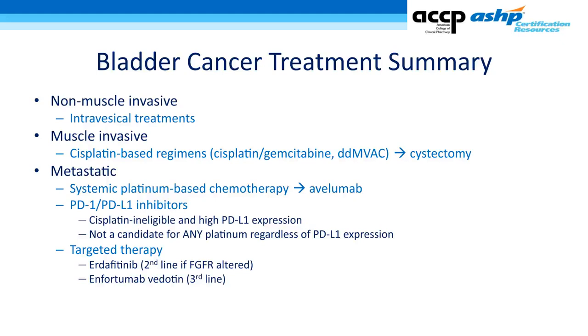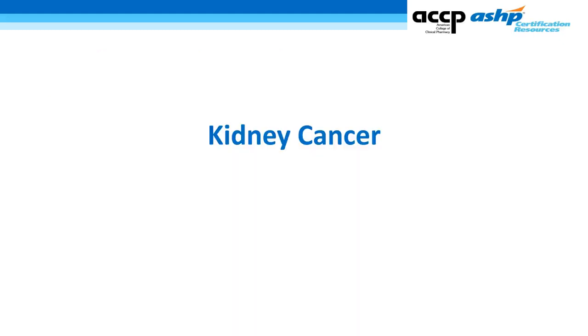And then we're seeing erdafitinib in a second-line setting, potentially. We still don't know the correct order, potentially in the second-line setting if they have these FGFR alterations. And then enfortumab vedotin is a new option in the third-line setting.